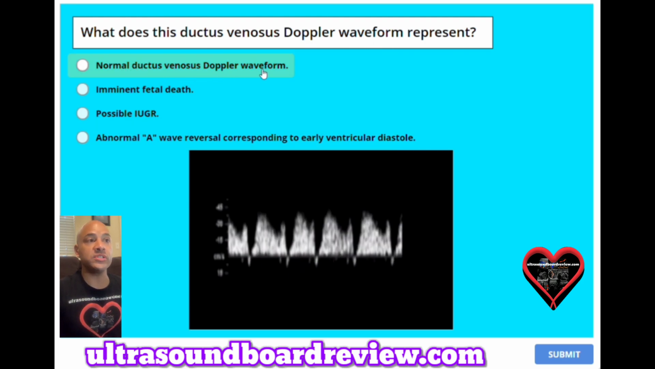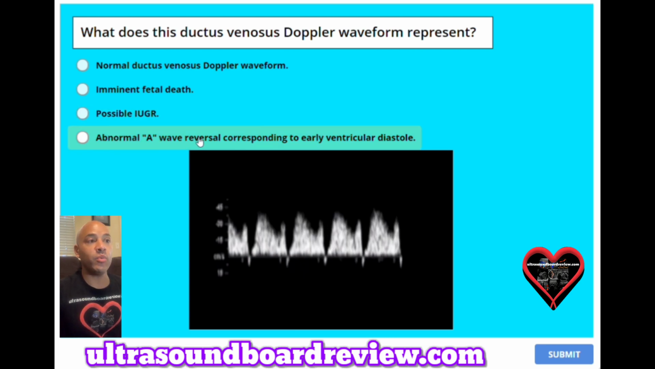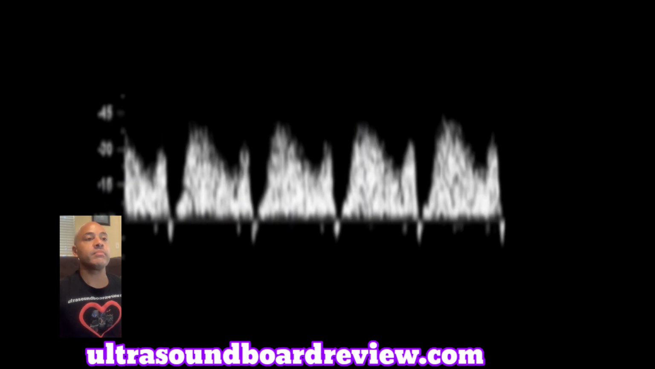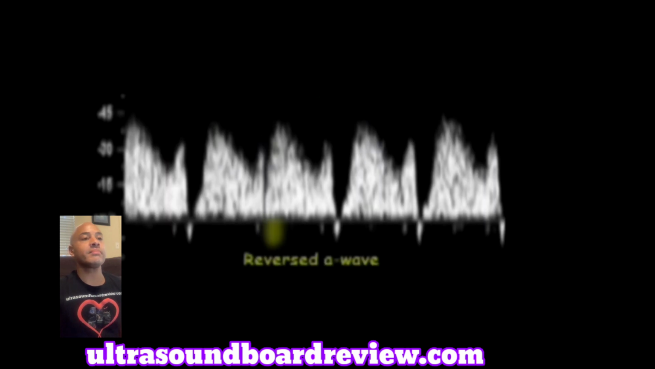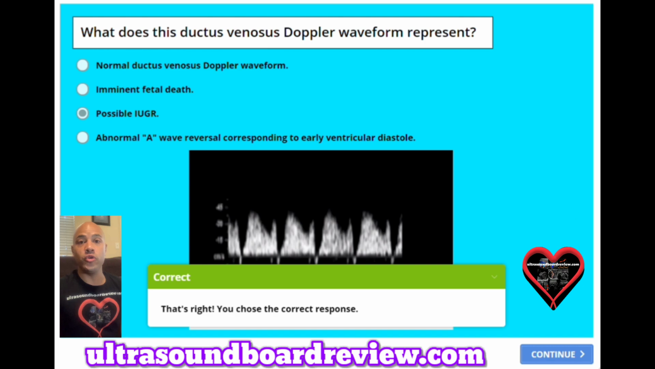A. Normal ductus venosus Doppler waveform, B. Imminent fetal death, C. Possible IUGR, or D. Abnormal A wave reversal responding to early ventricular diastole? The answer is possible IUGR, or intrauterine growth restriction.